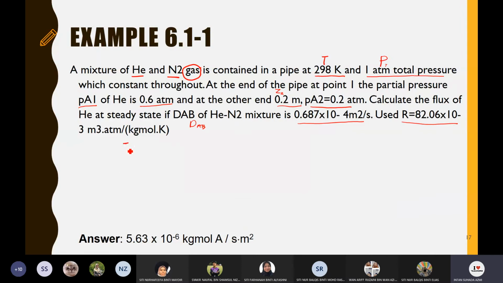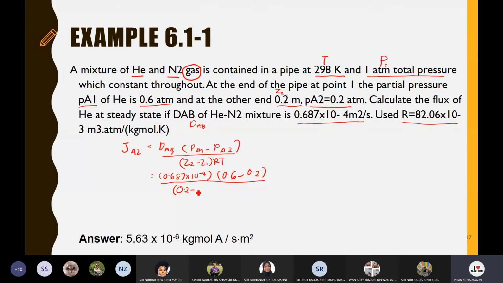Okay, so JZ is equal to DAB times PA1 minus PA2 divided by Z2 minus Z1 times RT. DAB is given, so just bring back 0.6 at 7 times 10 negative 4. PA1 is given, right? 0.6. PA2 is 0.2. Z2 is 0.2, so Z1 of course is 0. It's stated here that the other end is 0.2 meter, so of course it will start with 0 meter.